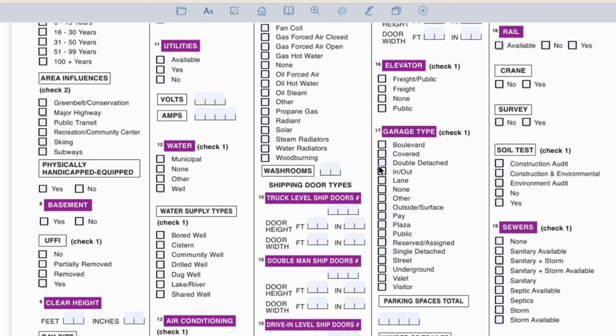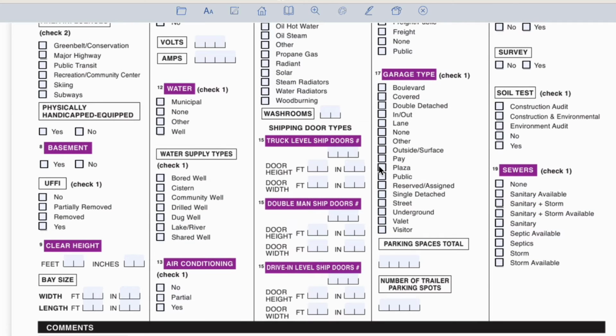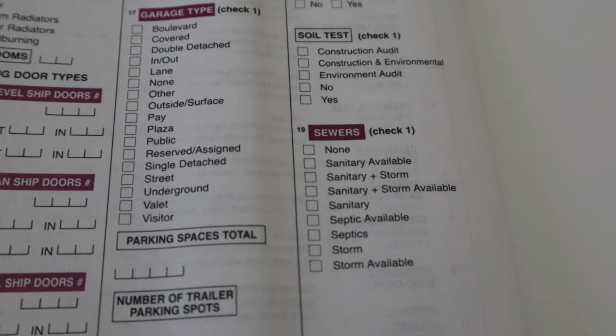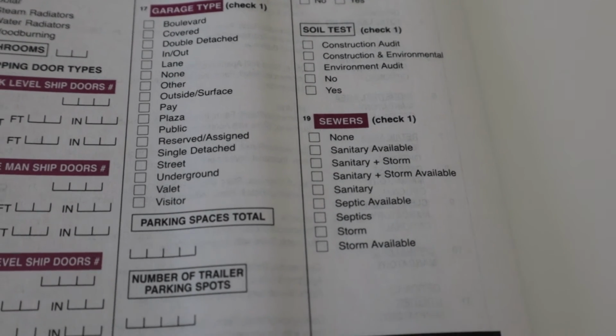Same thing, grade level ship doors. Yeah, more industrial. Elevator, same thing. Garage type, probably no garages. Parking spaces total. Now, in a retail commercial, you would have parking usually at the front of the retail store for customers, but probably may have a couple of parking spaces that are allocated to the tenant at the rear of the store. All right.